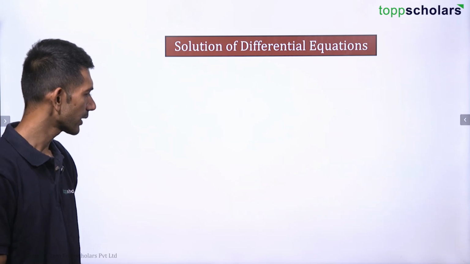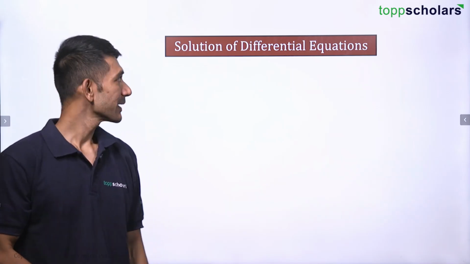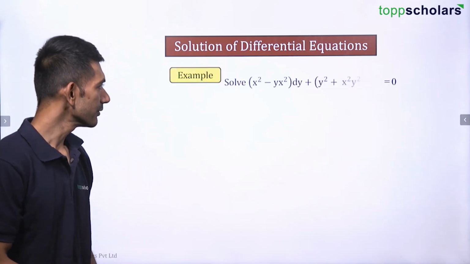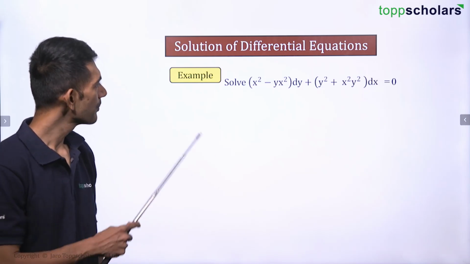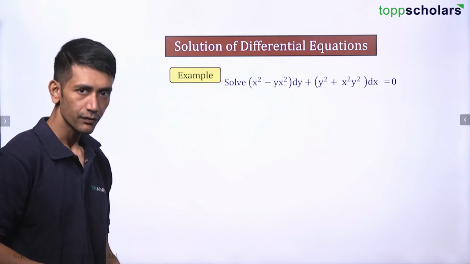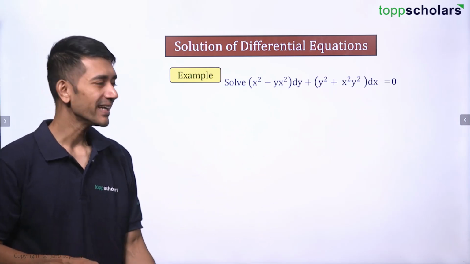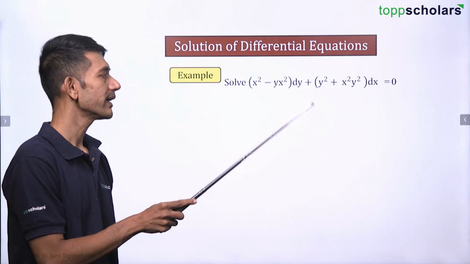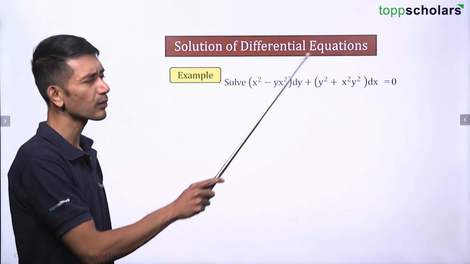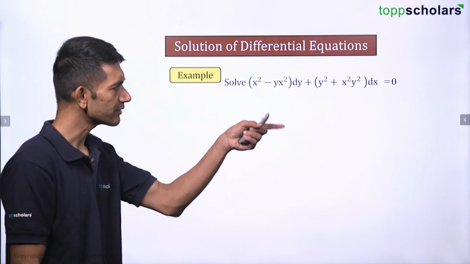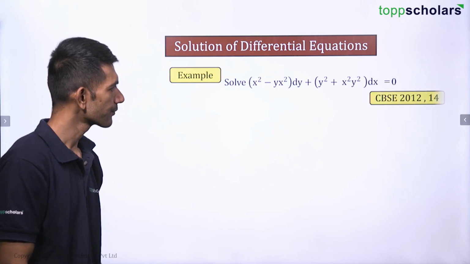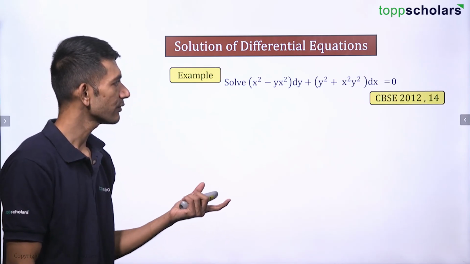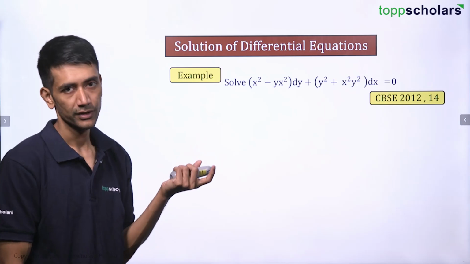Clear? Okay. Now let us begin with the solution of differential equations. So let us see this example. We are supposed to solve x square minus y x square dy plus y square plus x square y square dx. Obviously this is equal to 0. Please make a note of this, that is equal to 0. Okay. Because definitely we need to find the solution of this particular differential equation.